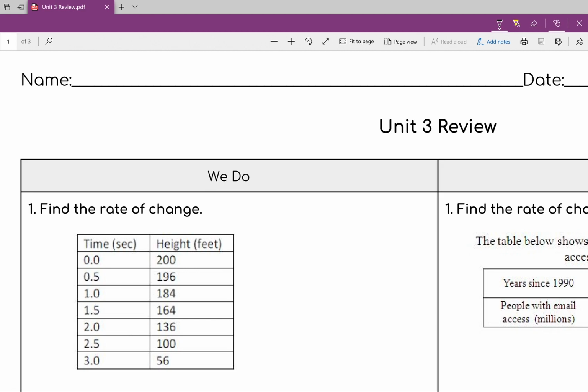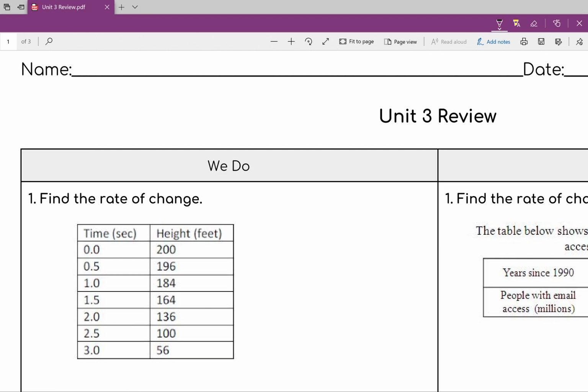Unit 3 review. This is a we do, I do review. I'm going to go ahead and go through the we do side, and then you're going to work on the I do side on your own. Okay, so let's look at number 1. Number 1 says find the rate of change.